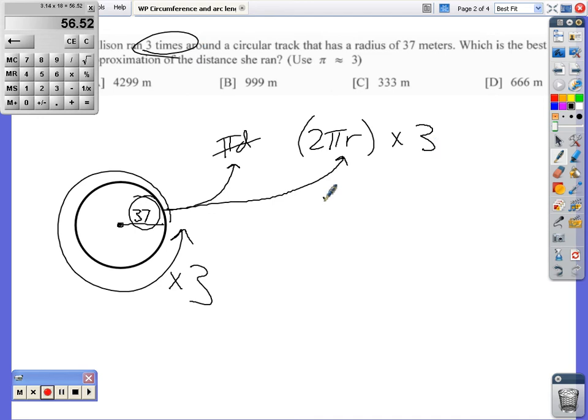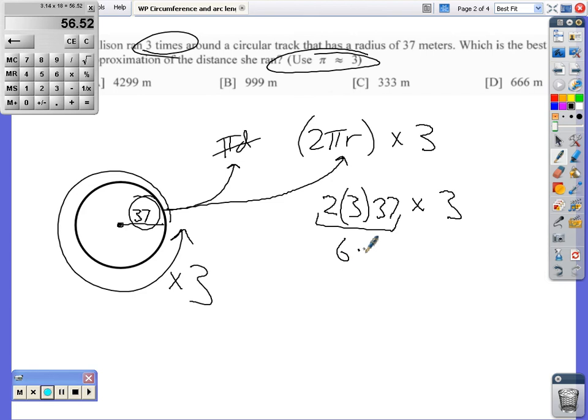Okay, so we've got 2 times pi. Now look at this, this is interesting. Use pi approximately 3. So they're asking us to put in a 3 for pi as opposed to 3.14 or the exact measurement for pi, and then times the radius of 37, and then we're going to multiply that times 3 because she ran 3 times around the track. So let's do this part first. 2 times 3 is 6, then times 37, and then times 3.